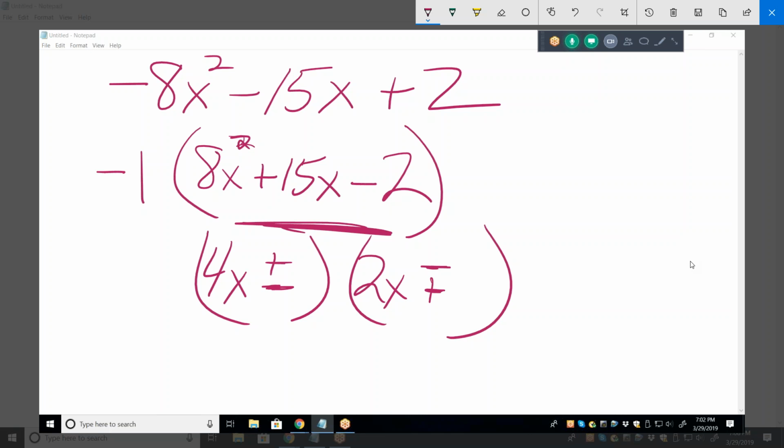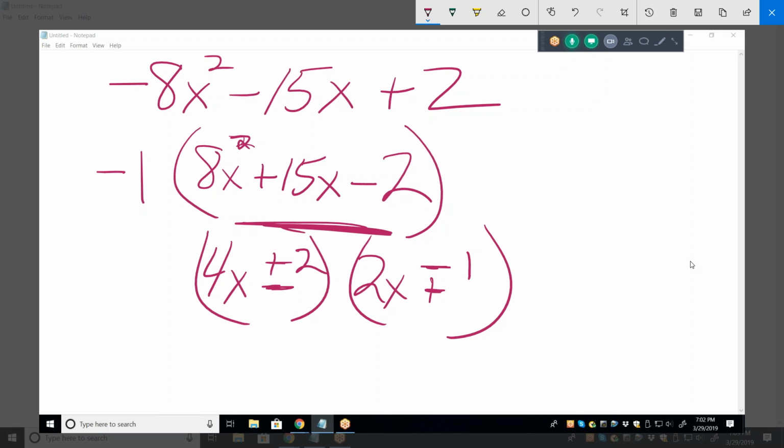Now, the rest of it's pretty easy because we only have two factors of 2. What are they? They're 2 and 1. I'm just going to randomly plug them in. Factoring is a trial and error process, especially with these kind of quadratics. I don't have any rhyme or reason why I put the 2 here and the 1 there. There are only 4 possible combinations, right?